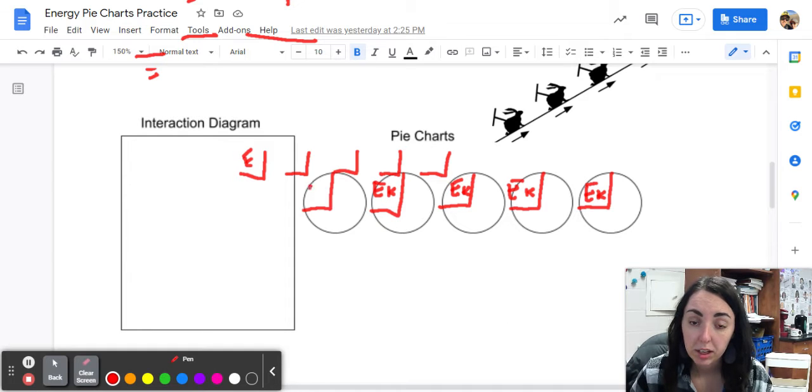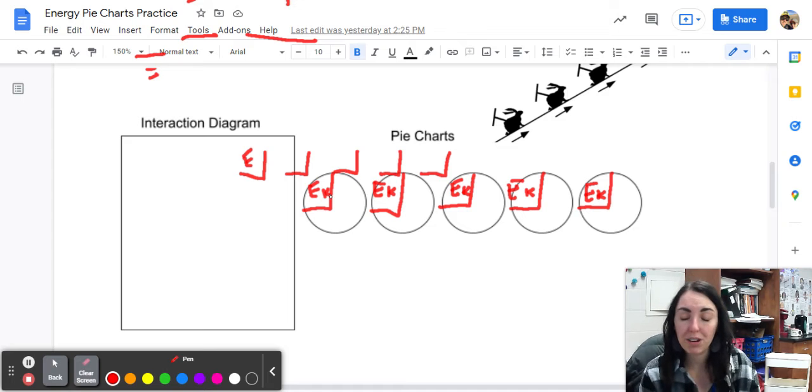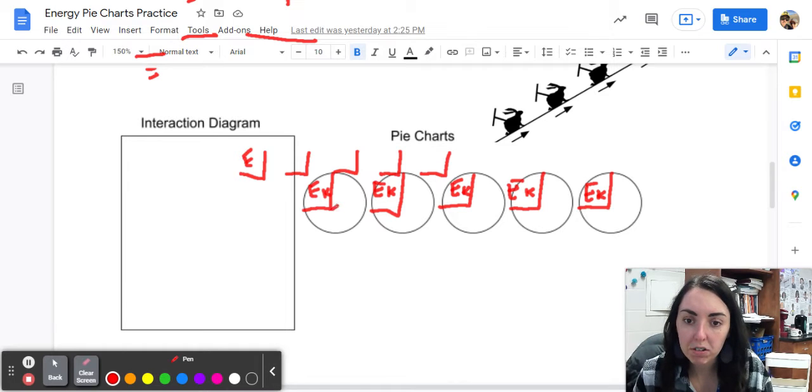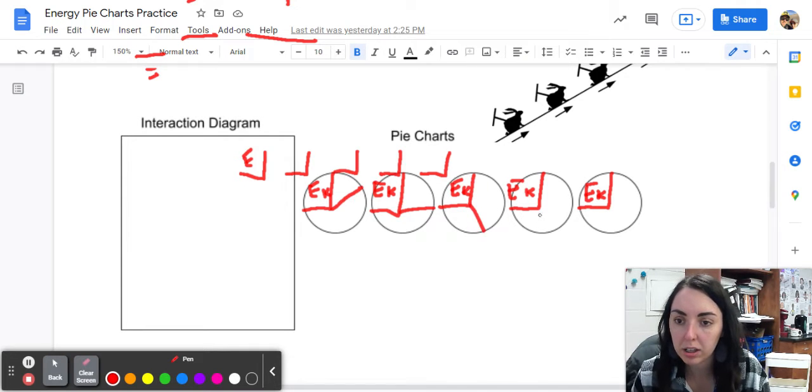Now, we either need to pick E elastic or E gravitational to do next. It doesn't really matter. I'm going to pick E gravitational. He's going up the hill. So that means my E gravitational pie slice must be getting bigger every time because he's going up the hill. I have more gravitational energy as I get more height.